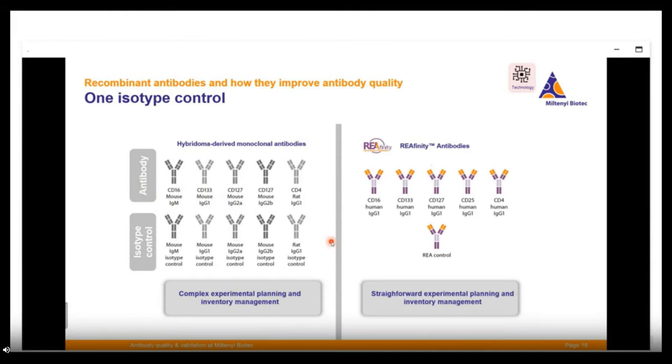Compared to that, in the case of Re-Affinity antibody, due to the fact that we have a universal backbone, you only need one isotype control, and that allows you to perform straightforward experimental planning as well as inventory management.